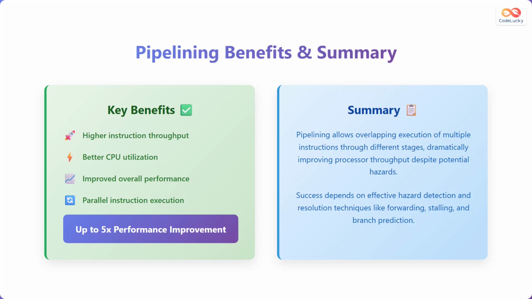In summary, pipelining offers several key benefits. It enables higher instruction throughput, better CPU utilization, improved overall performance, and parallel instruction execution. These advantages stem from the ability to overlap the execution of multiple instructions through different stages. However, the success of pipelining depends on effectively detecting and resolving hazards through techniques like forwarding, stalling, and branch prediction. When implemented correctly, pipelining can lead to a significant performance boost, potentially improving performance by up to 5 times.